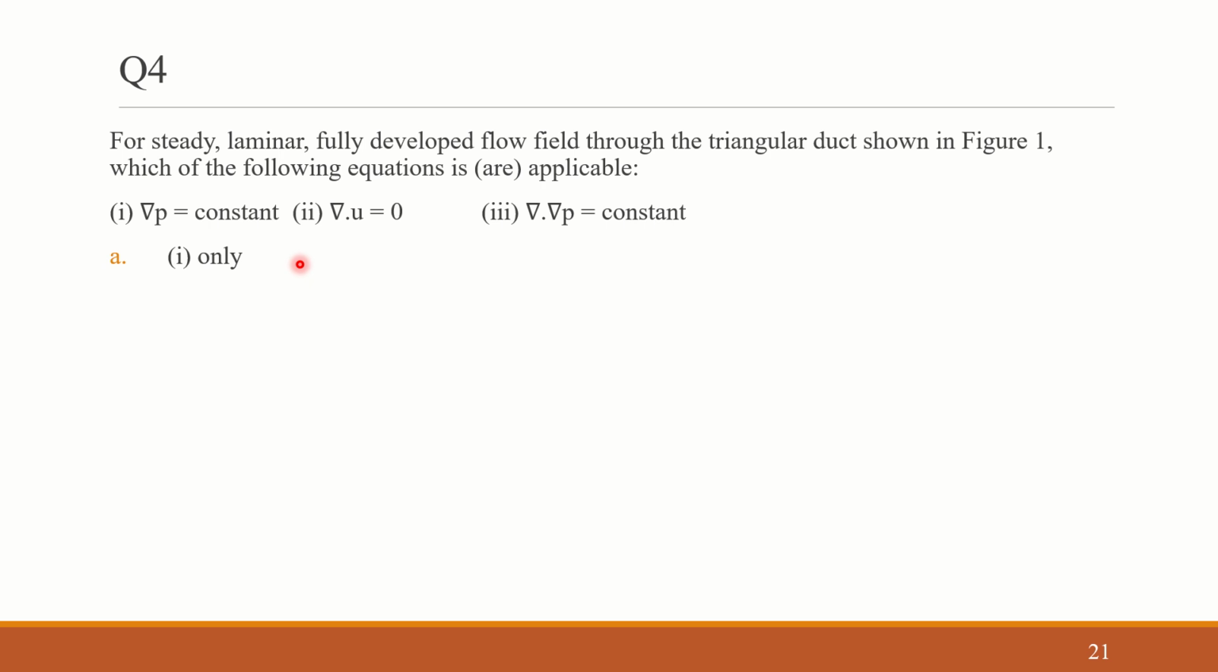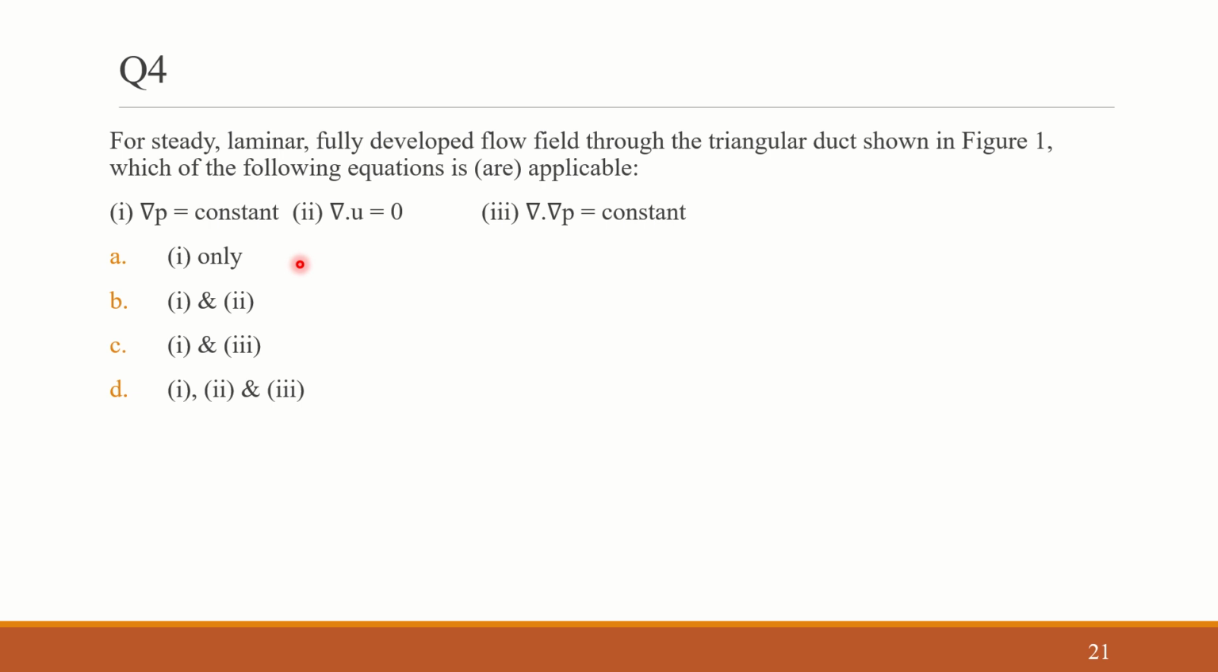Option A, 1 only. Option B, 1 and 2. Option C, 1 and 3. Option D, 1, 2 and 3. So I'll give you one clue. Here U represents a vector form of the equations. So U is not x component velocity, it is a generalized vector form. So which of the following is applicable for a steady fully developed flow through the triangular duct shown in figure 1?